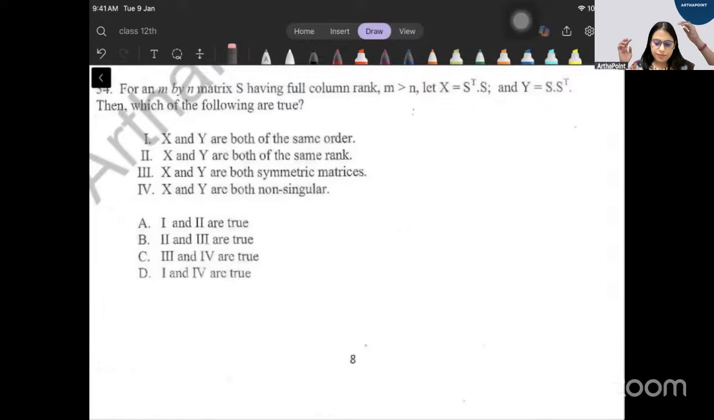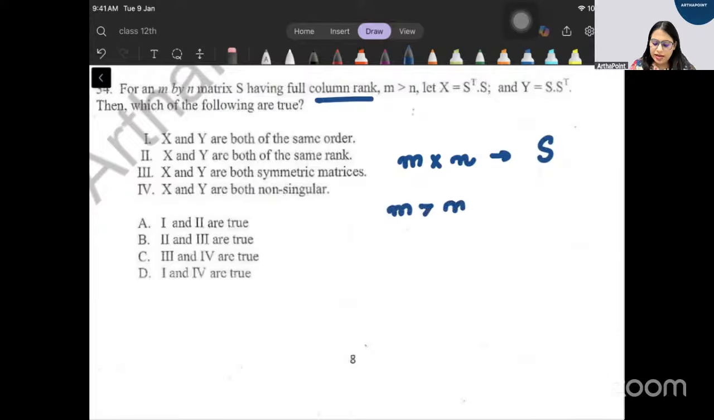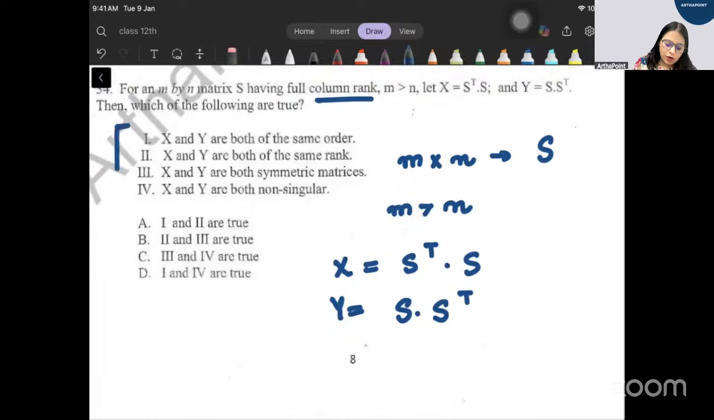Read the question. For an M×N matrix S having full column rank, M greater than N, X is equal to transpose of S into S, Y is equal to S into S transpose. Which of the following are true? Give it a try. Try to answer question number 34.